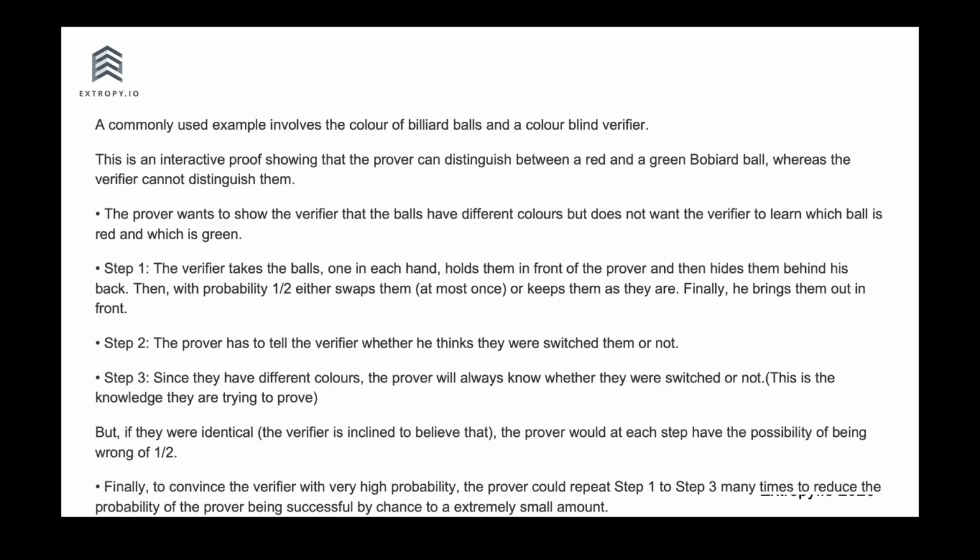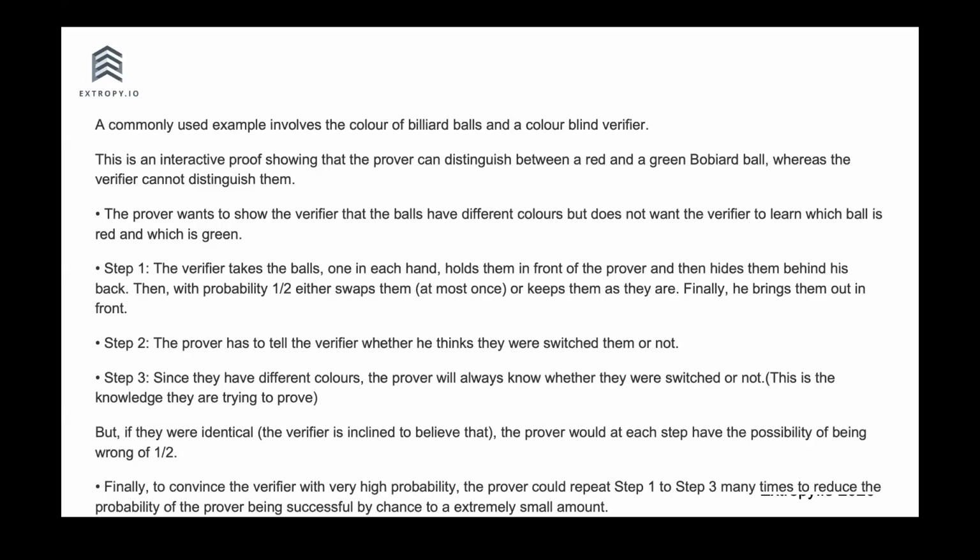One of the more famous examples, and one that illustrates types of proofs, is one involving a pair of coloured billiard balls and a colour-blind verifier. So if you imagine in this that Victor cannot tell the difference between a red and a green billiard ball that Peggy has.